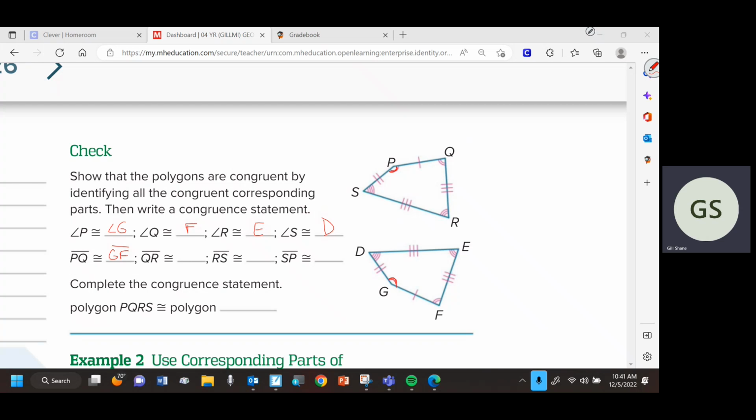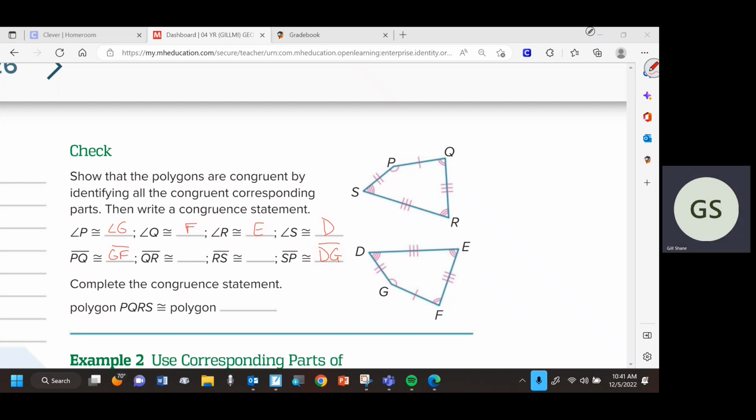I'm going to start with the letter that has 4. D has 4. Oh, DG. Again, 2 tick marks, 2 tick marks. So that's why I'm matching those up, because they both have the 2 tick marks. That tells us those lengths are the same.